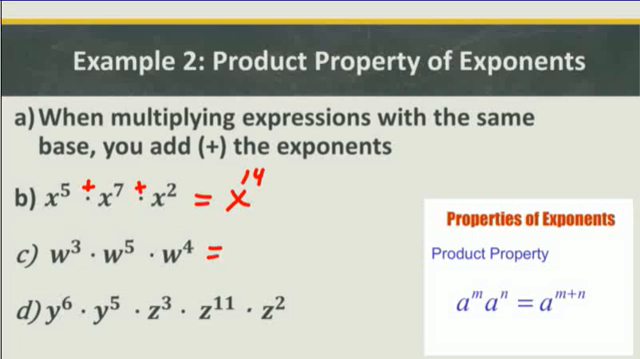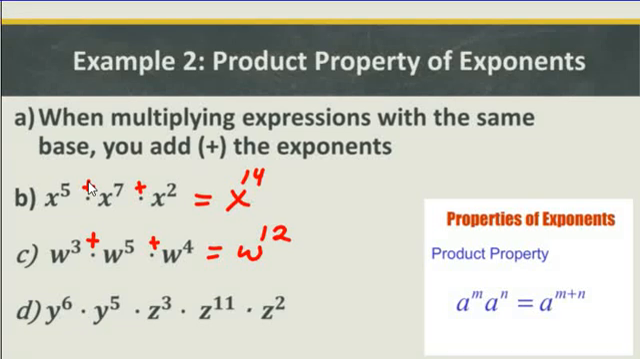C, the base stays the same, that's w. I add the exponents because I'm multiplying the bases. So 3 plus 5 is 8. 8 plus 4 is 12. So w to the 12th.